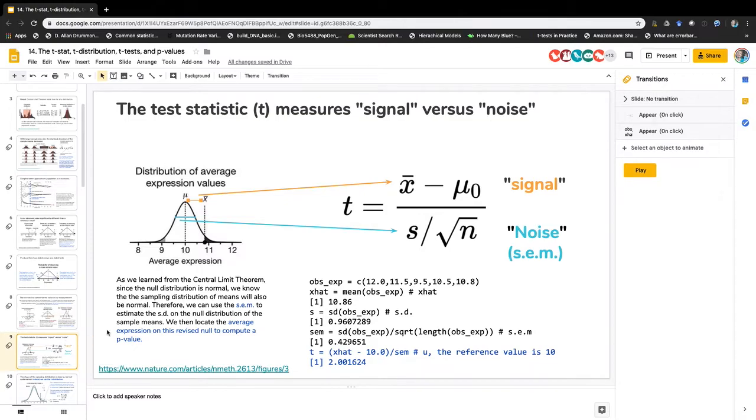So in this context, our signal is the difference between our sample mean and the reference mean. And our noise is nothing more than the standard error of the mean, right? And since we've applied the standard error of the mean from our sample to the reference population, or the null distribution, we basically divide the signal by the noise. And that becomes what's called the test statistic. Almost all statistical tests have a test statistic. In the case of a t-test, t is this ratio of the difference in means to the uncertainty in those means.